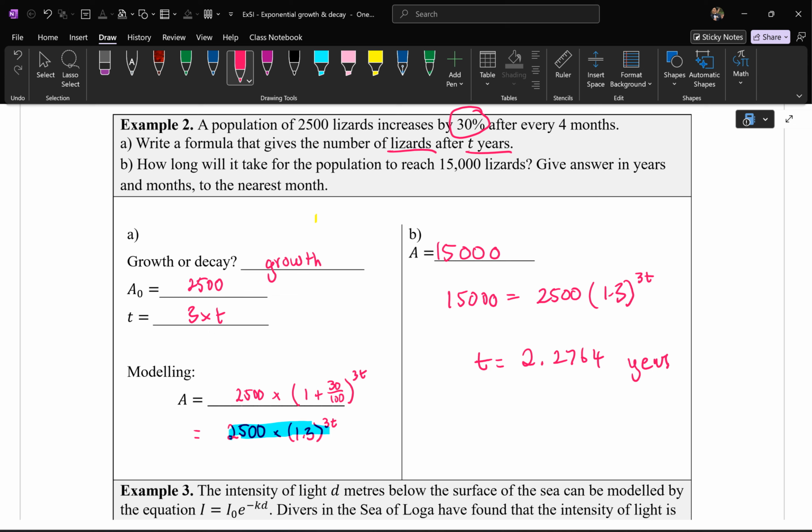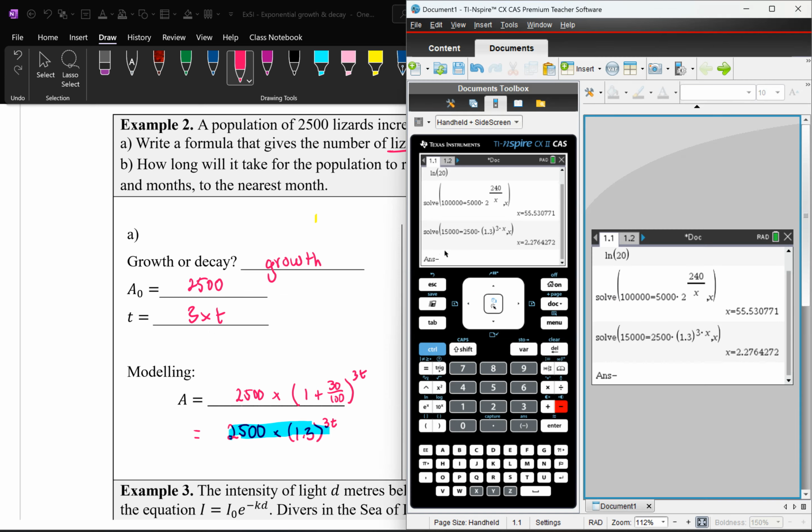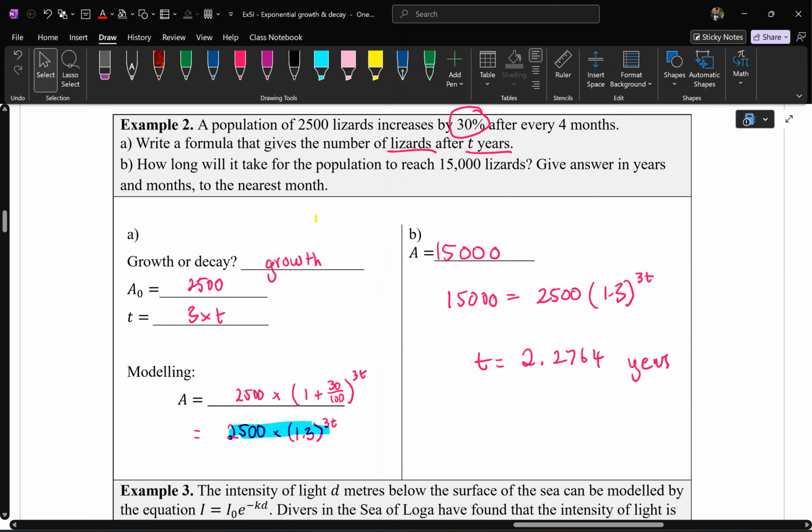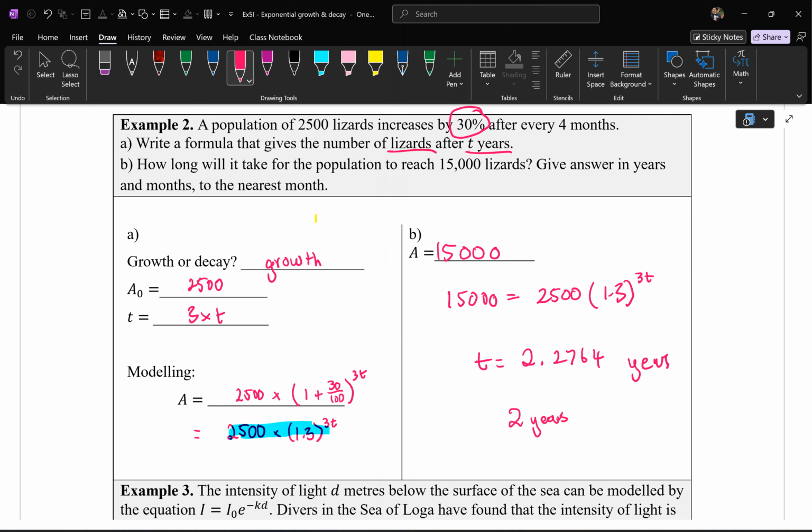So that 0.2764 roughly times 12 gives you 3.3. So what does that mean? It takes about 3 months and whatever 0.3 is. But because it says nearest month, 3.3 is closest to 3 months. So you say here that's 2 years and 3 months. Oh, I see what you're thinking.